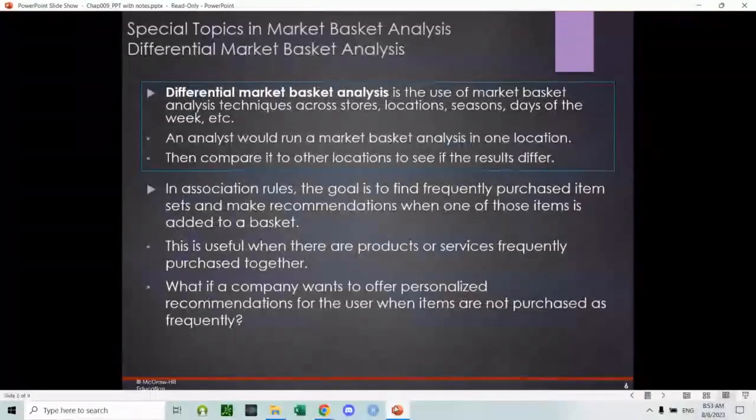In association rules, the goal is to find frequently purchased item sets and make recommendations when one of those is put into a basket, which is useful when products are frequently purchased together. However, what happens if the company wants to offer personalized recommendations when items are not purchased frequently? Let's look a bit more at that.